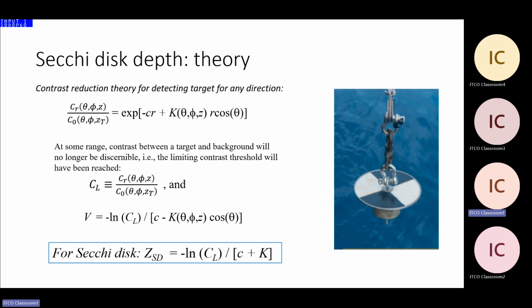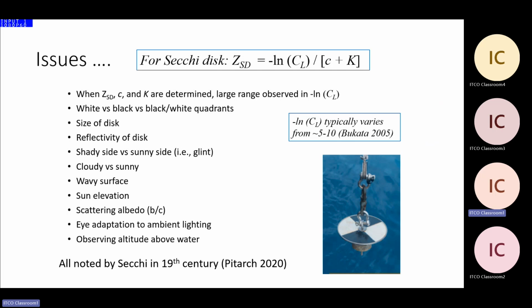It's actually the K is actually the upwelling light from the background around the Secchi disk. It's very different from a KD, which is important. So the issues in applying this algorithm: there's typically this natural log of limiting contrast that can change with different people, with different eyes, different ability to discern contrast. In Bukata 2005, they saw a range of between 5 and 10. So it can vary, but if you use a camera system, there are ways to constrain that variability.